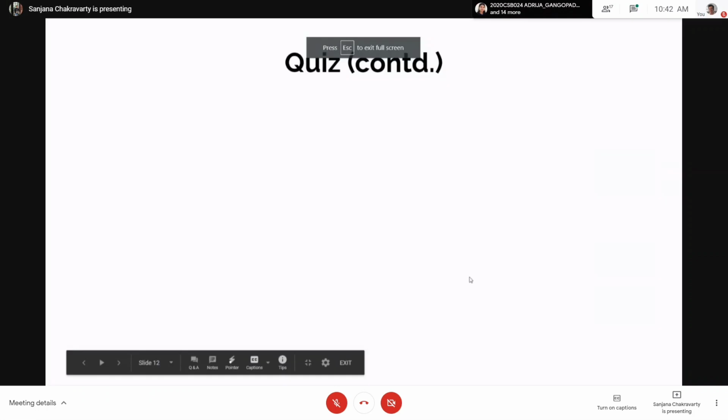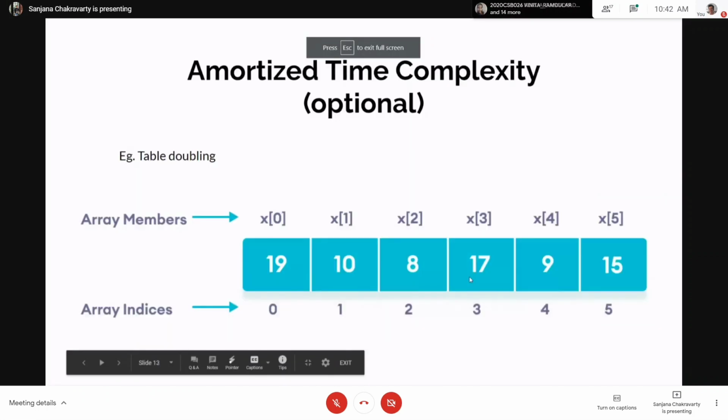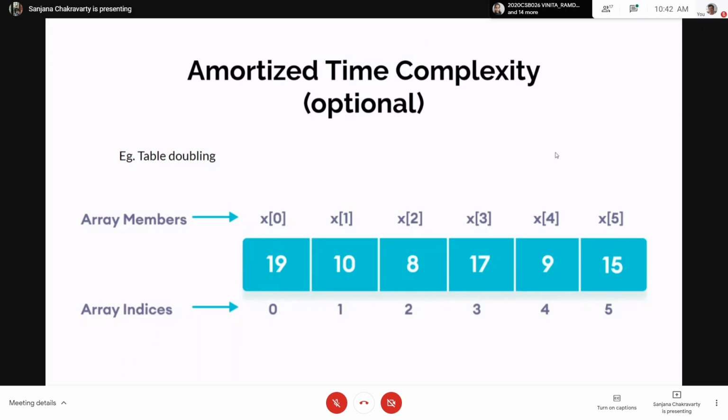So that's the end of the quiz. Now I'm going to talk about something that might be a little out of scope for first years and slightly out of scope for second years. But honestly, you should be coming across these terms in like 1 or 2 years' time.